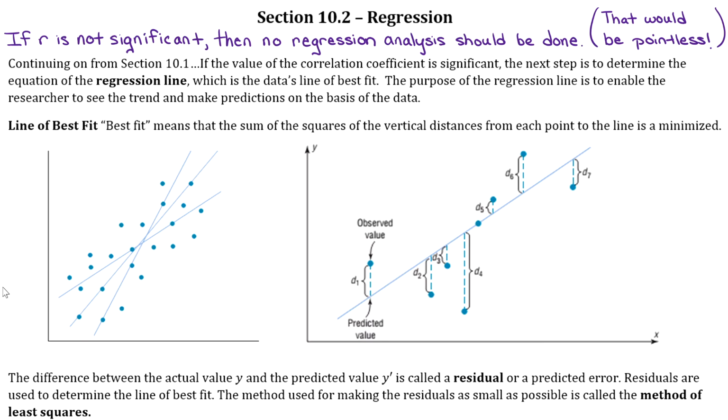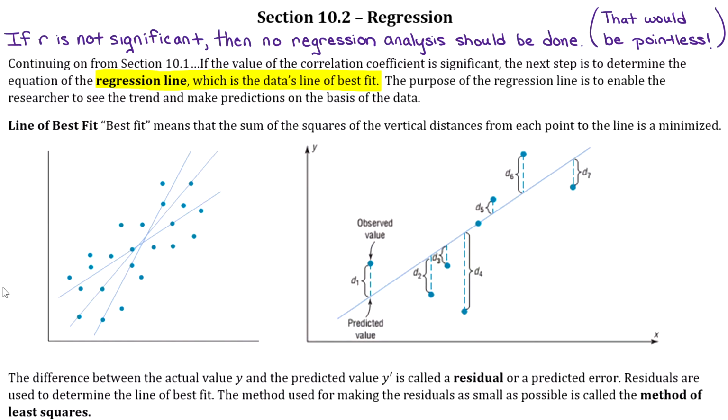All right, so if r is significant, then the first step of regression analysis is determining the regression line, which is another phrase for the line of best fit. What's the line of best fit? Well, if you have a scatter plot of your data, it's basically just the line that visually looks like it best fits within the data set and kind of looks like it's following the same trend or slope as those points.